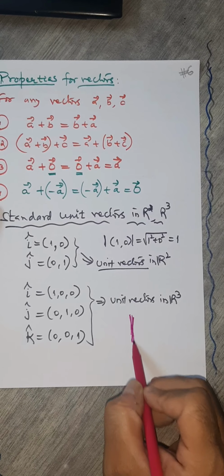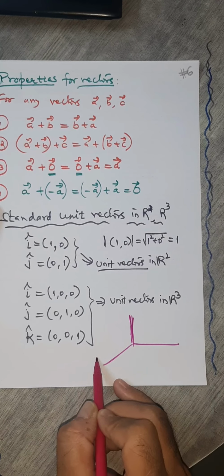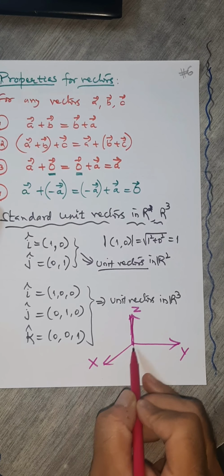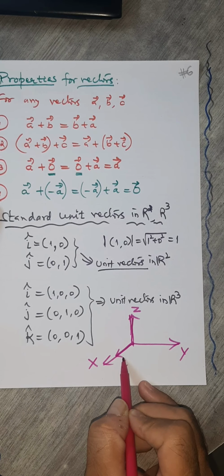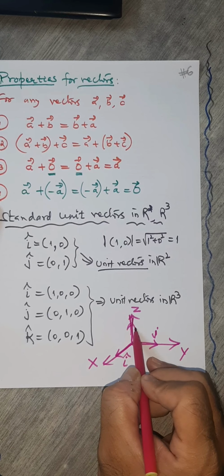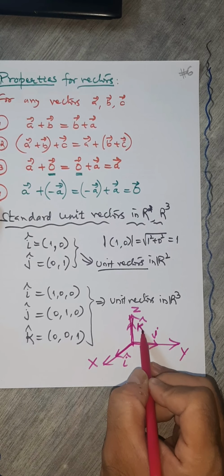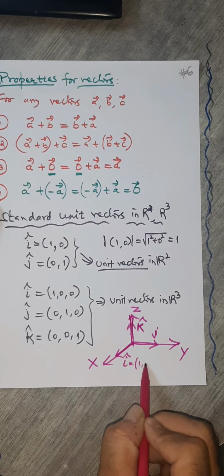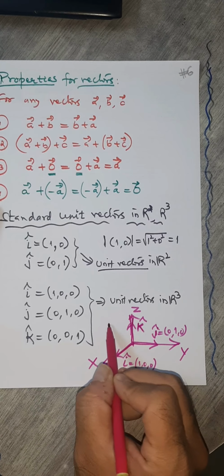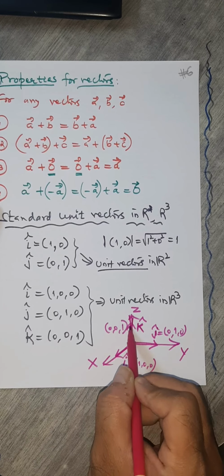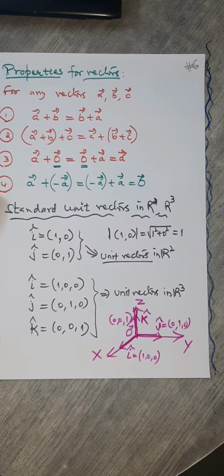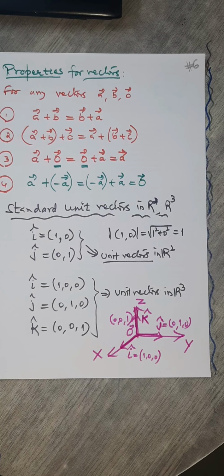So here if I try to show it, these are the 3 coordinate axes, x, y, and z. This is origin, so i cap is in this direction. j cap is here in this direction, and this is in the direction of k cap, remember. So here the components will be (1, 0, 0). Here components will be (0, 1, 0), and here components will be (0, 0, 1). Right? This is 1 unit, this is 1 unit, this is 1 unit. This is null vector, you know. So these are the standard unit vectors in R3.